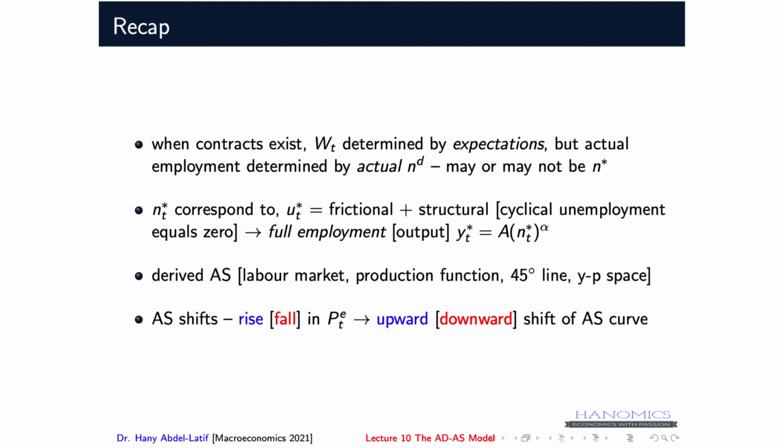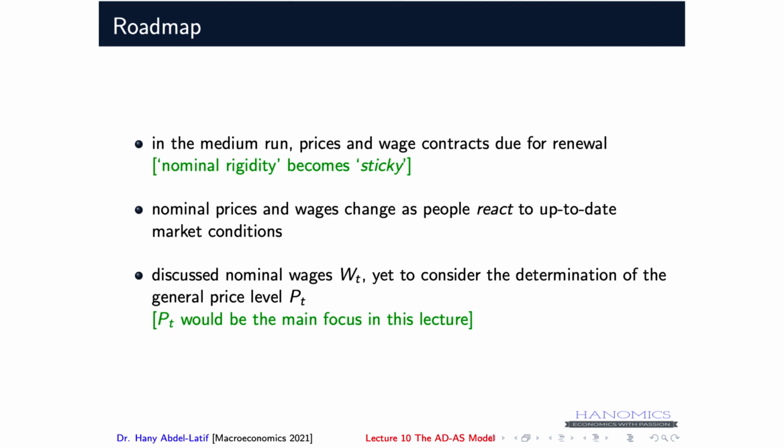If there's a rise in the expected price level, that means the aggregate supply curve will shift upward. If there is a fall in expected prices or the price level, that means the aggregate supply curve will shift downward. So that's everything we did, building on what we did not just last time, but before that as well, and today.